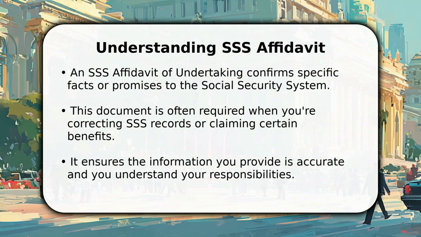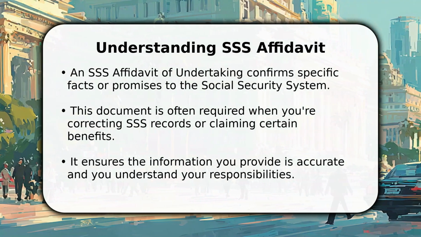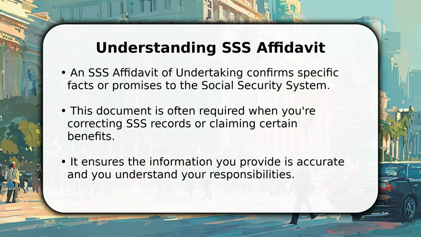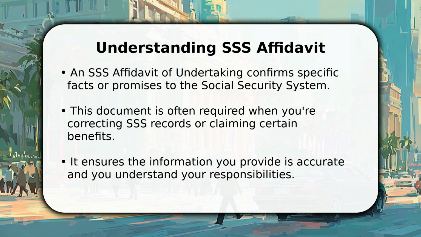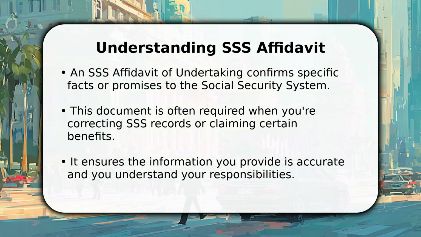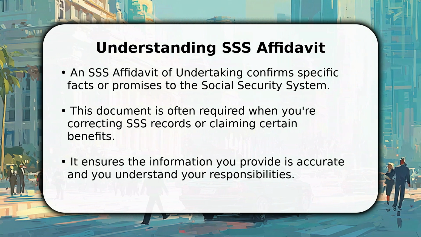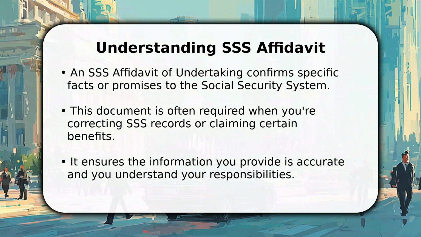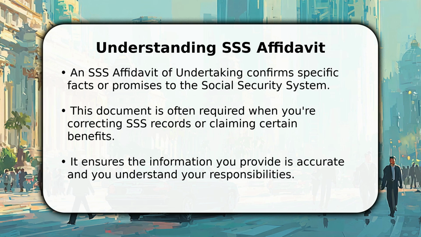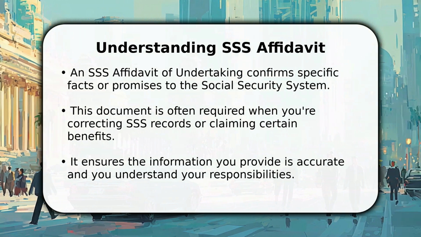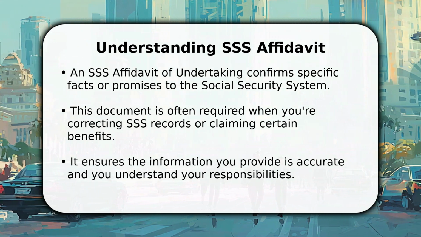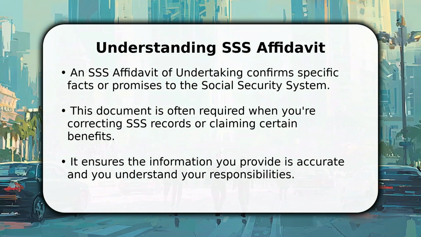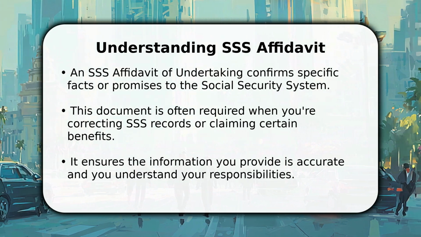You need to submit an SSS Affidavit of Undertaking. This crucial document helps you correct records or claim SSS benefits smoothly. It's essentially your formal promise to the Social Security system, confirming that the information you provide is true and correct. Understanding its purpose is the first step, ensuring your SSS transactions proceed without unnecessary delays. It's a standard requirement for many SSS processes, so let's walk through it together.